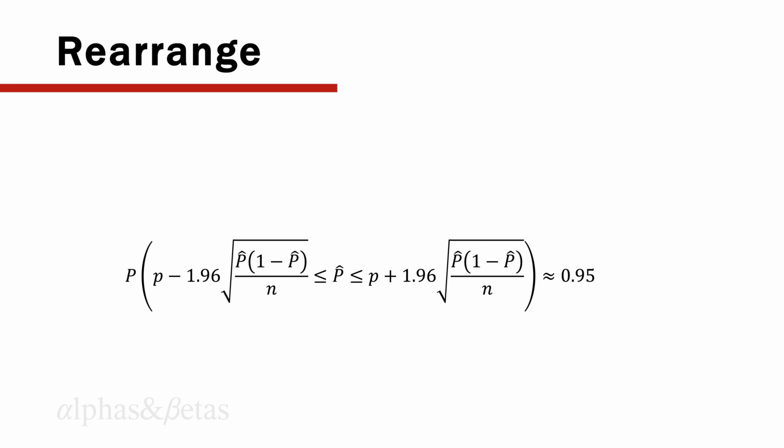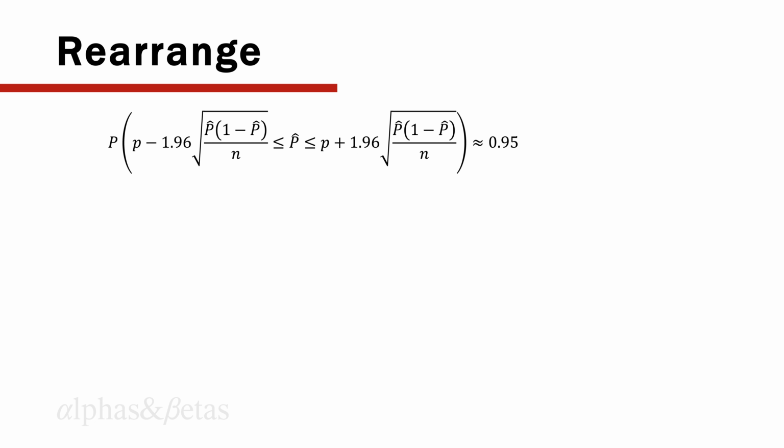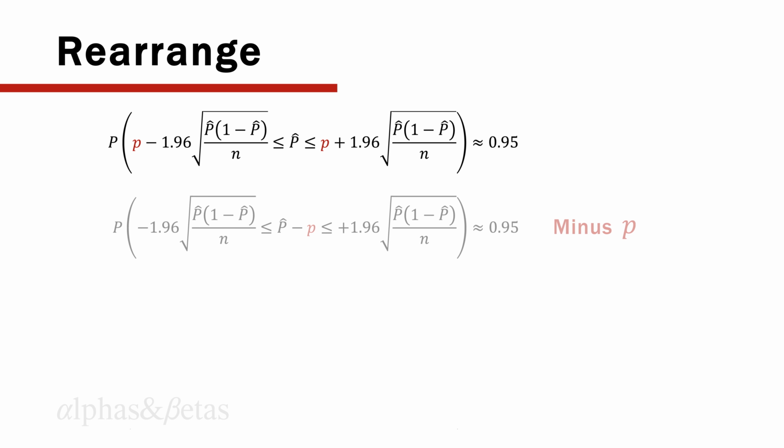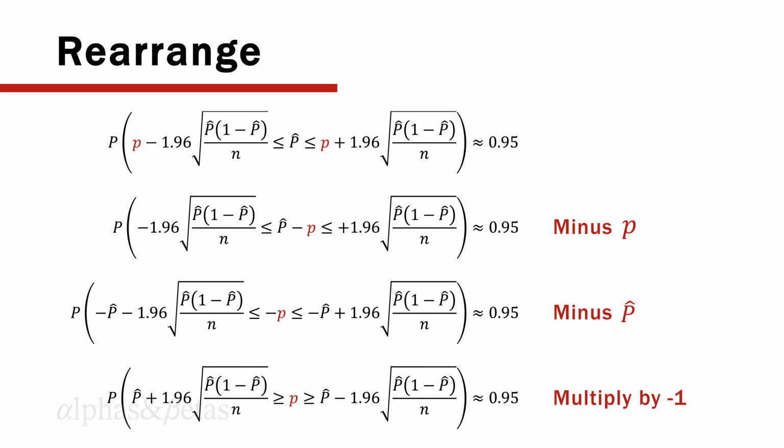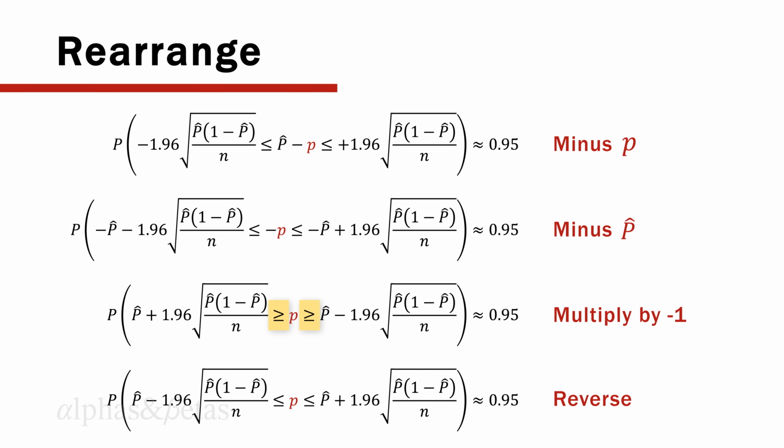We can rearrange the probability to find conversely the interval around the sample proportion within which the population proportion is likely to be. First, we minus the population proportion p from each term. Second, we minus the sample proportion p hat from each term. Third, we times each term by minus 1. Under math rules, this flips the inequalities. Then we rewrite the whole line so that the inequalities are in the other way.